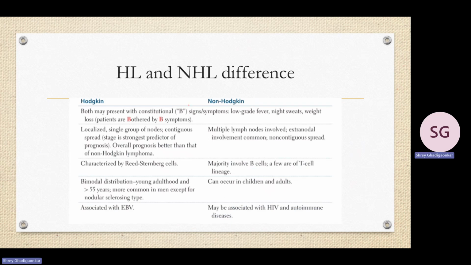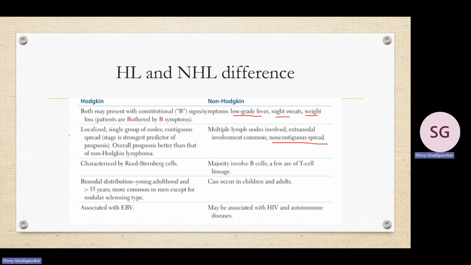So here's the difference. In both Hodgkin and non-Hodgkin lymphomas, they may present with what is known as the B signs or B symptoms, which are characterized by low-grade fever, night sweats, and weight loss. Unlike most non-Hodgkin lymphomas, the Hodgkin lymphomas usually arise in a single lymph node or a chain of lymph nodes that are spread in a stepwise fashion. In the case of non-Hodgkin's, there's usually multiple nodes involvement, and there may also be extranodal involvement, and this is usually a non-contiguous spread.